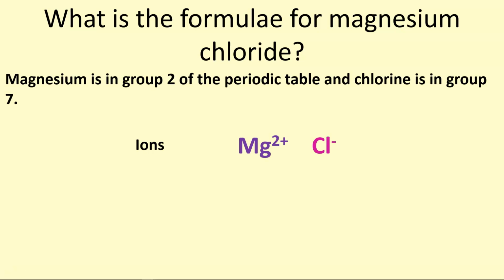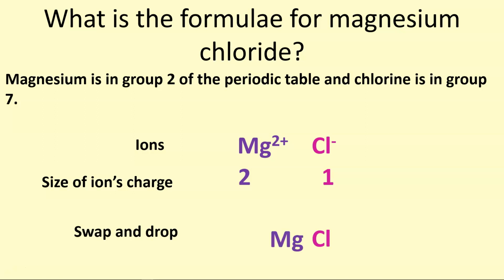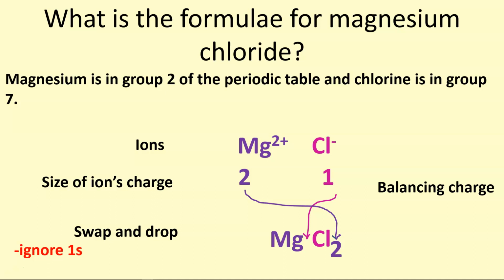The next thing we need to do is say, what is the size or magnitude, what is the numerical component for each of the ions? So the number associated with magnesium 2+ ion is 2. The number associated with chloride ion is 1. The next thing we can do is swap and drop. So we write the 2 elements down, and we're going to swap the 2 numbers around. So the 2 goes after the chlorine, and we happen to not write 1s down, so we ignore 1s. So this gives us a formula, MgCl2.